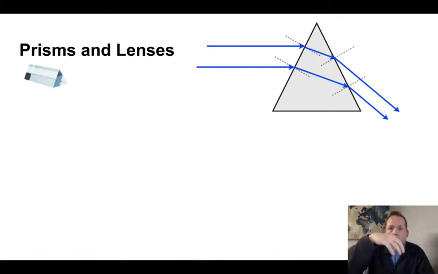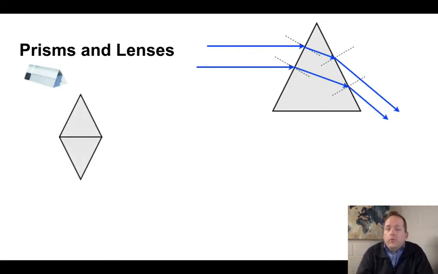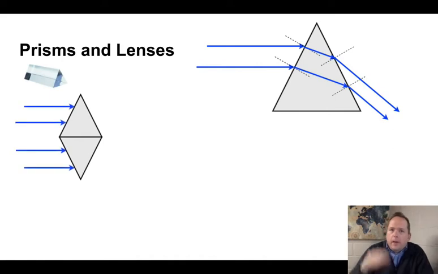If I take one of those prisms and stack it on another prism, I get a crude, very crude model of how a lens works, because light that comes in on the top of that system is going to get bent downwards.